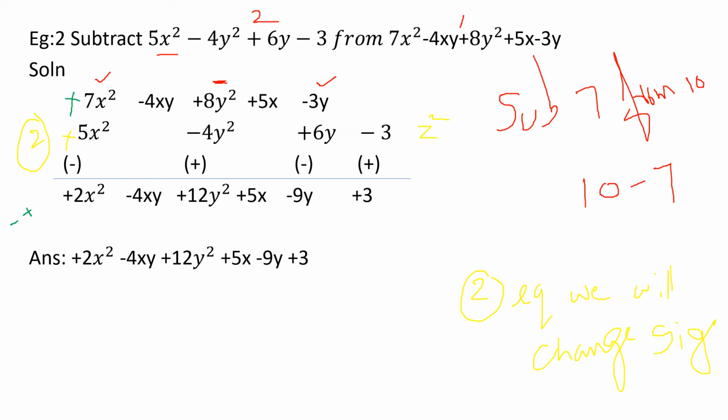Okay, so what is the answer? We are getting 2x square minus 4xy plus 12y square plus 5x minus 9y and plus 3. So in the subtraction, what do you want to keep in mind? You want to change the sign of the second expression and you want to apply the integer rules. Is it clear, children? Now let's see the next part.